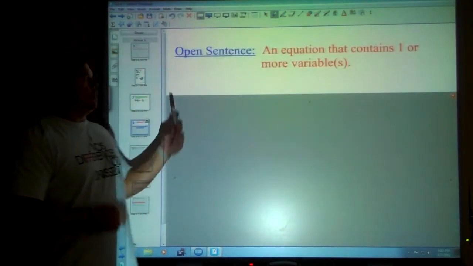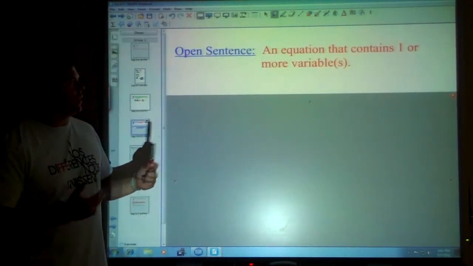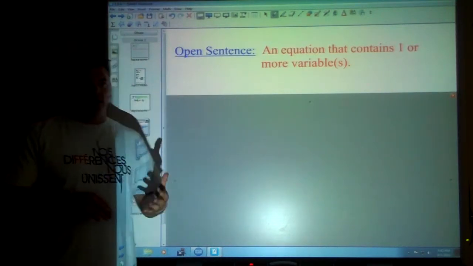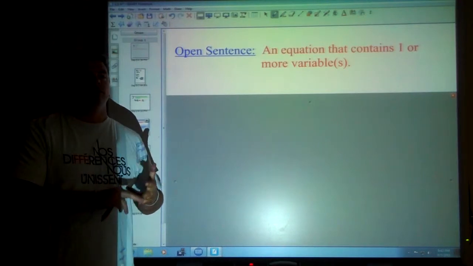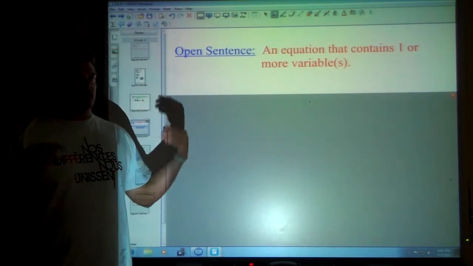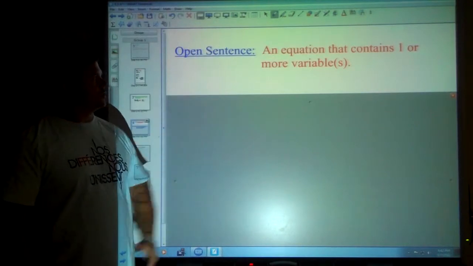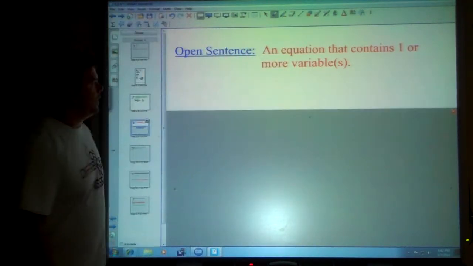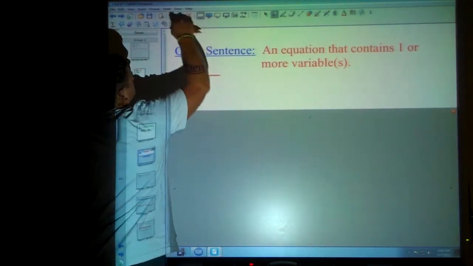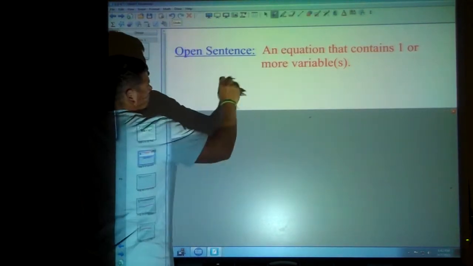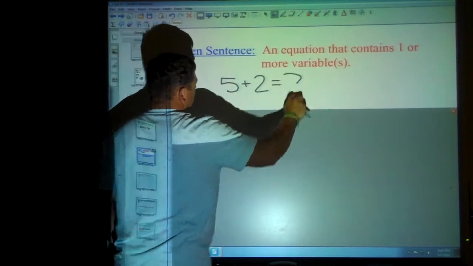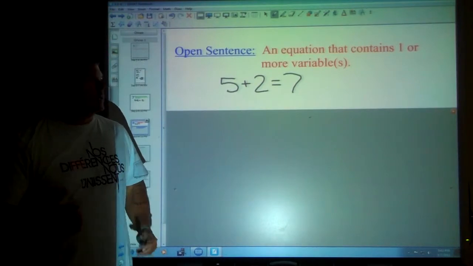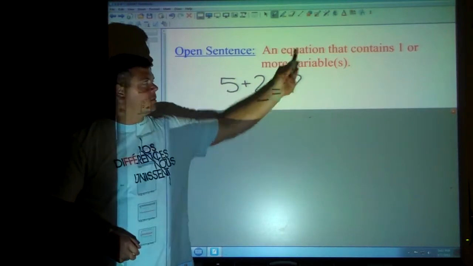An open sentence. Now, I know we're in math, but in a way, you can think about an equation as a sentence. Sentences usually have nouns and verbs and adjectives, and punctuation, etc. Well, in math we have sentences as well. An open sentence is an equation that contains one or more variables. So 5 plus 2 is equal to 7 would be a mathematical sentence. It's not an open sentence, and the reason it's not open is there are no variables in here.